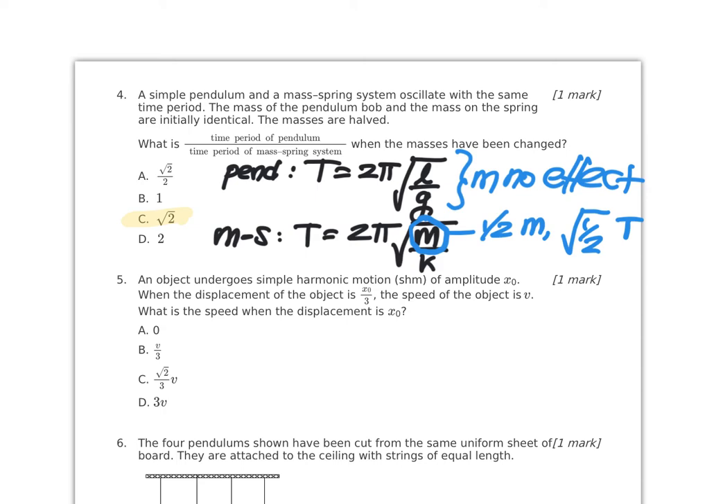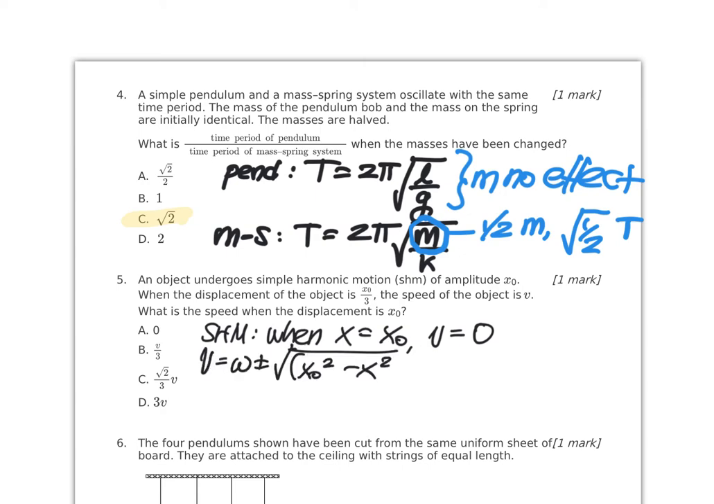But then I reread the question and I realized when the displacement is equal to the amplitude in any SHM system, when the system is at maximum displacement, the speed is 0. Even when you look at the expression v equals angular speed plus or minus the square root of amplitude squared minus x squared, if amplitude and x are the same, then your speed has to be 0. So yeah, 5 is A. All right, next question.